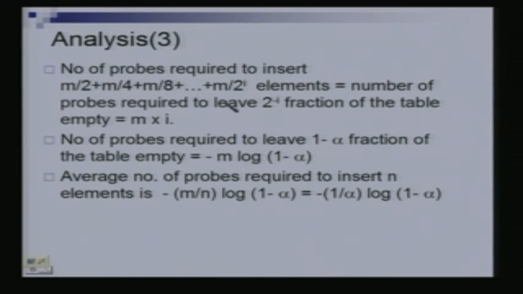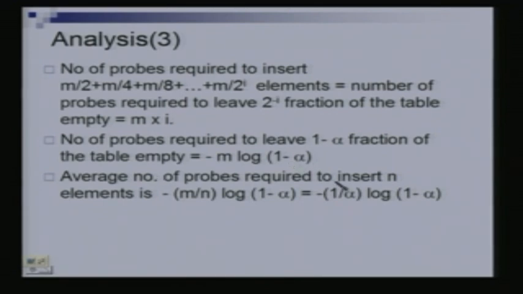I've just gone from here to here. If I have 2 to the minus i fraction empty, 2 to the minus i is a number smaller than 1. So to get to this point where only 2 to the minus i fraction was empty, I required m into i probes. So to get to a point where 1 minus alpha fraction was empty, I need so many probes.